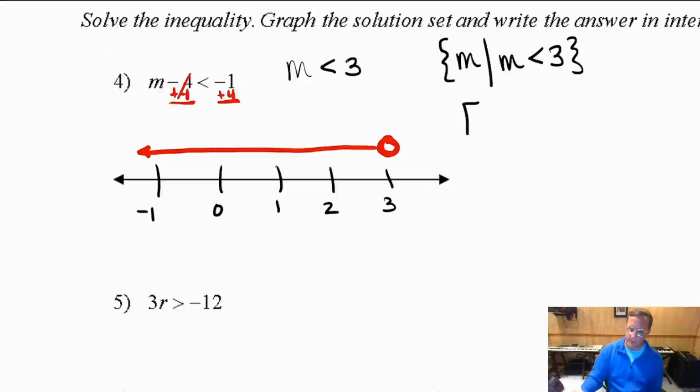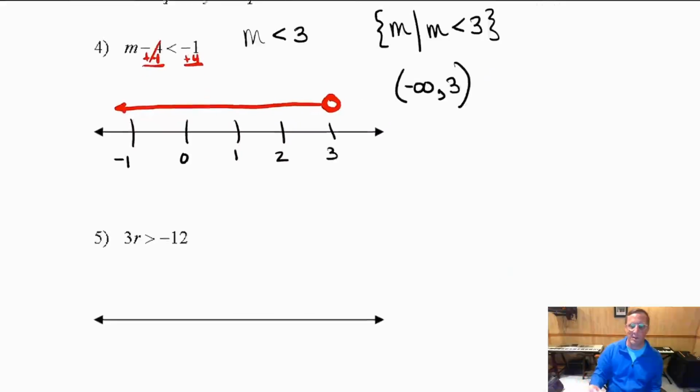And then the interval notation is going to be negative infinity. So I used the wrong thing. Parentheses, negative infinity to 3. And then we're going to use parentheses there because it's just less than. If it was less than or equal to, we would use a bracket, but it's not. It's just less than, so we do that. That's all there is to it.